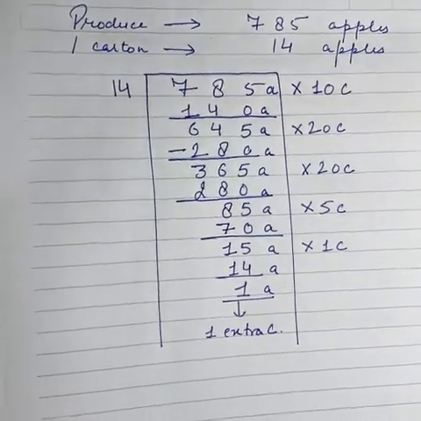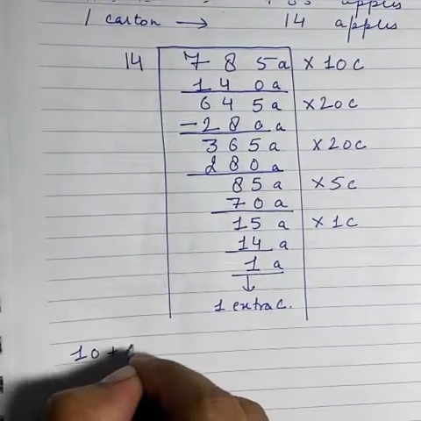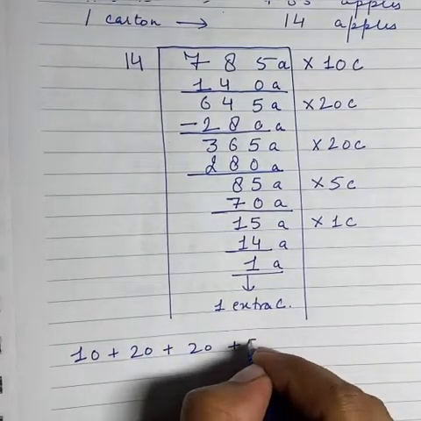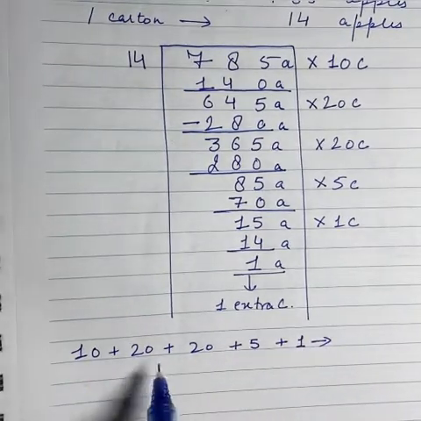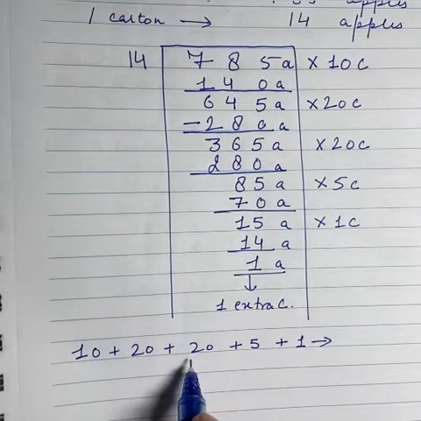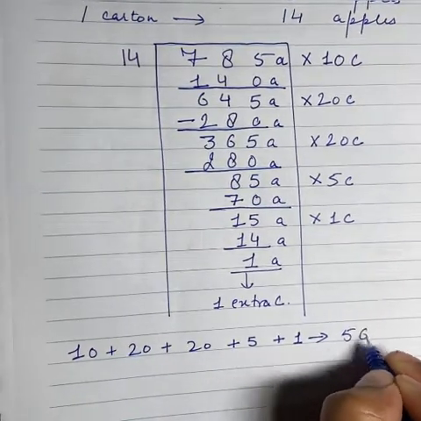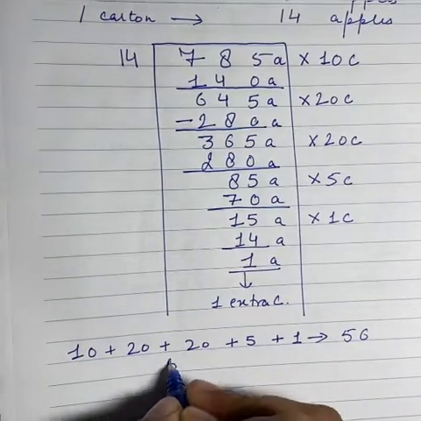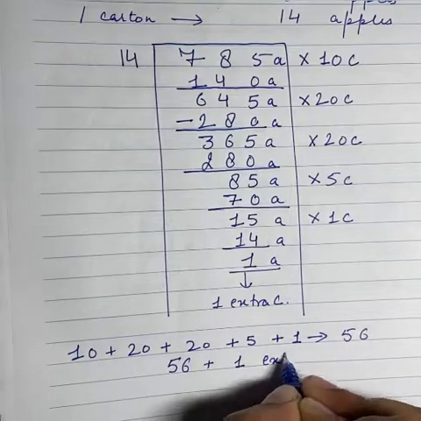Now let's see how many cartons we have used. So we have used 10, 20, 25 and 1, which is 10 and 20, 30, plus 20, 50, plus 5, 55, and 1, 56, and 1 extra carton. So I have used 56 plus 1 extra carton.